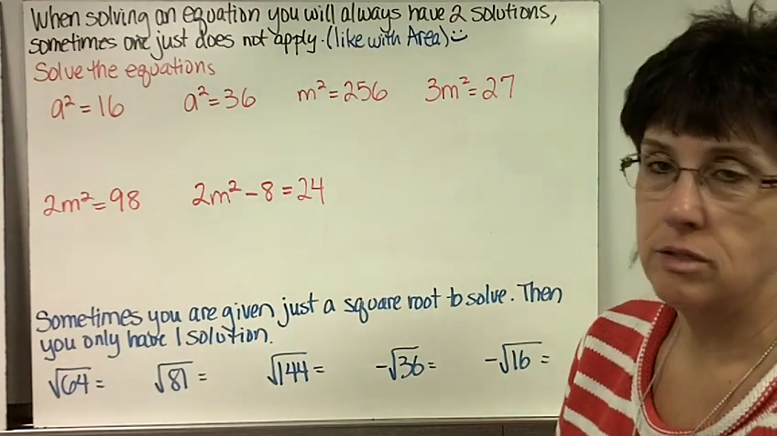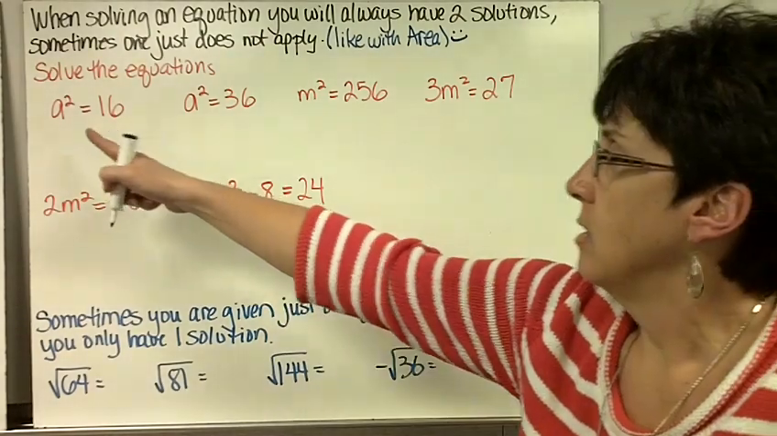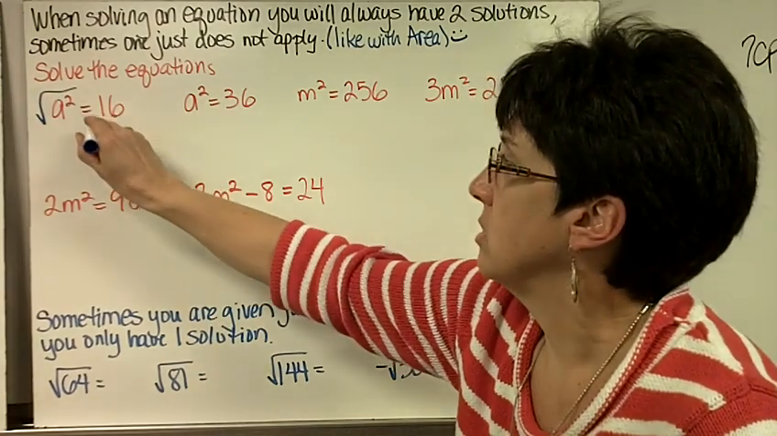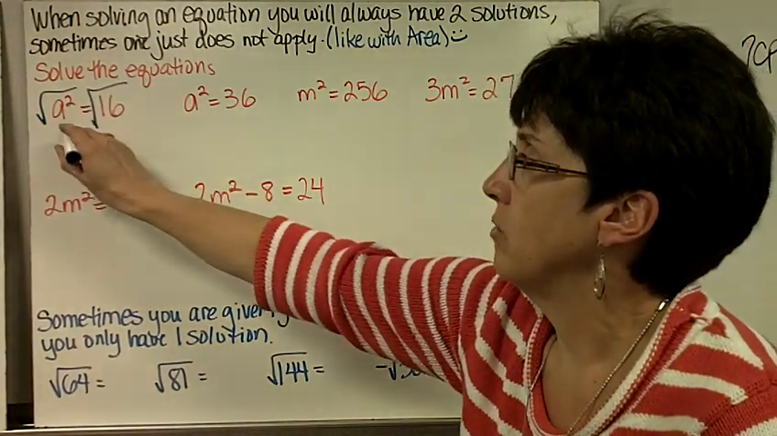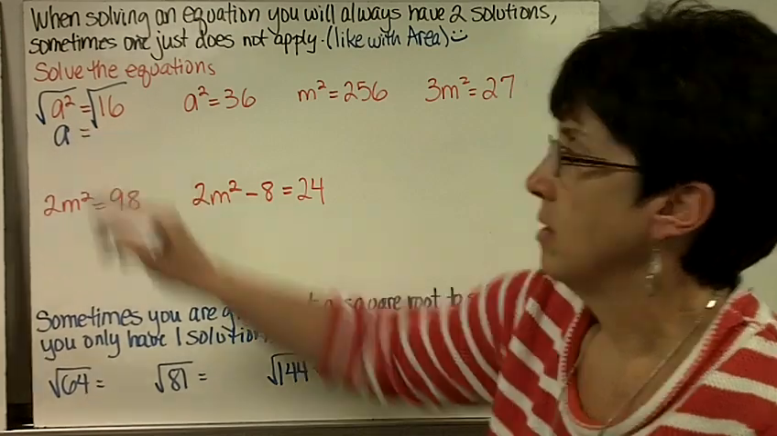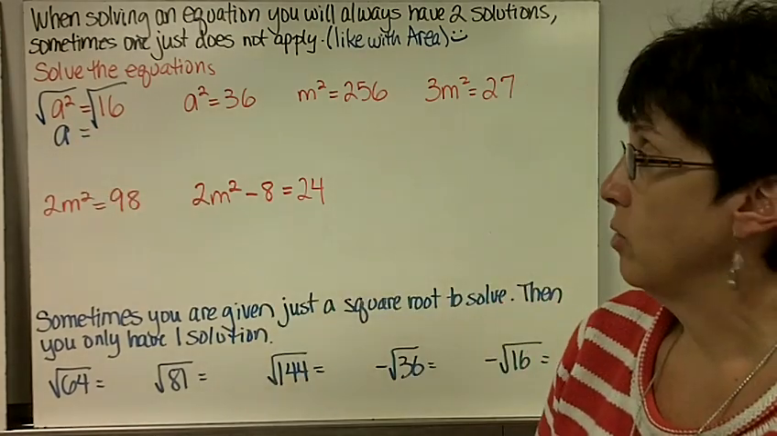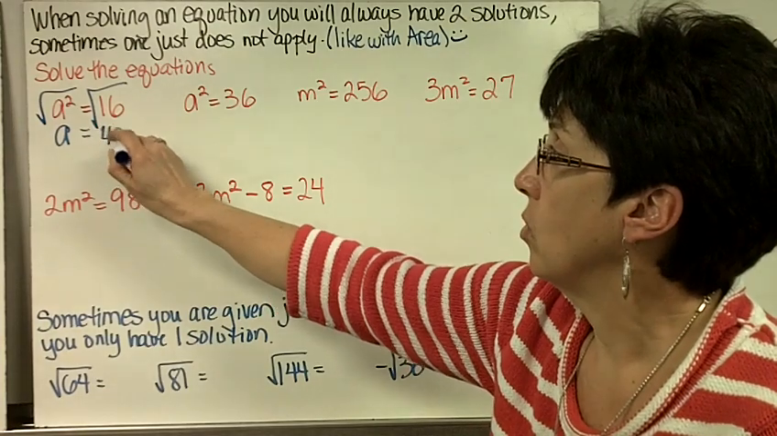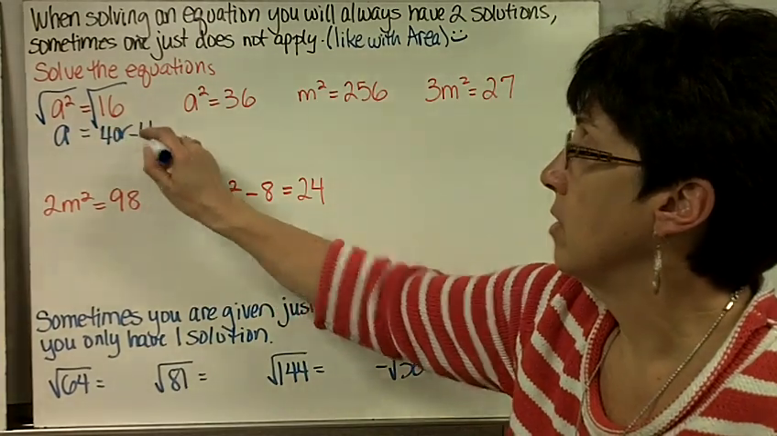Let's solve these equations. A squared equals 16. Take the square root. The square root of a squared is a, because a times a is a squared, and the square root of 16 is 4 or negative 4.